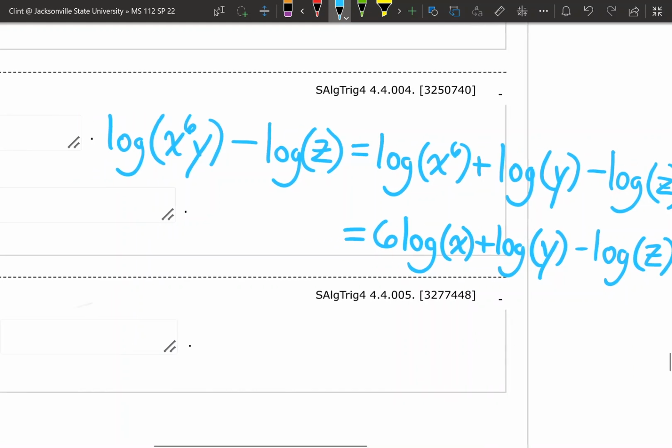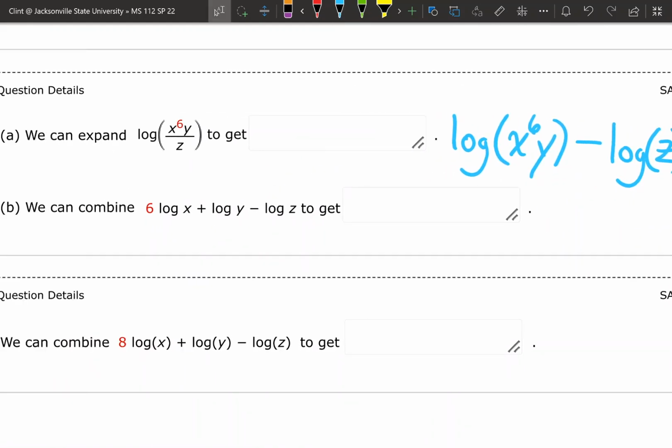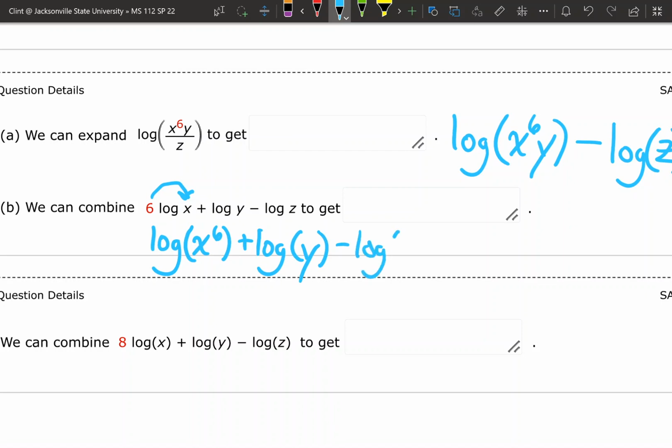And I think B part on this one is exactly the reverse of the other one. Right? So I don't know why they did that, but we can take the 6 and move it up. Get log of x to the 6th. Then we combine the first two.